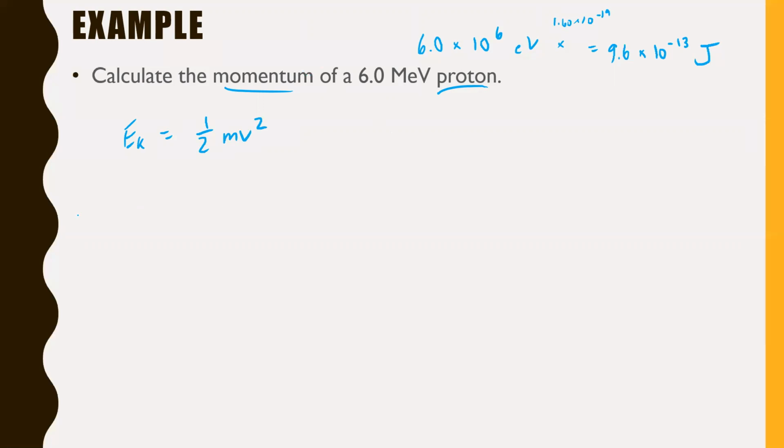So your kinetic energy is 9.6 times 10 to the negative 13. This is equal to 1/2 times m. M in this case is the mass of a proton, which is on your formula sheet. It's 1.67 times 10 to the negative 27 kilograms, times v squared. Just rearrange this to find v squared. So divide by 1/2, divide by this thing, and then square root it. And you're going to find that v is therefore equal to, I'm going to keep all of my decimals here. This is going to seem silly, but just bear with me.